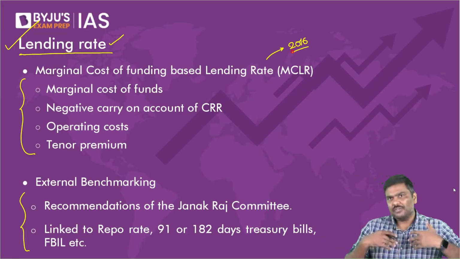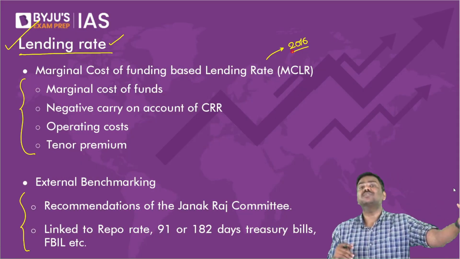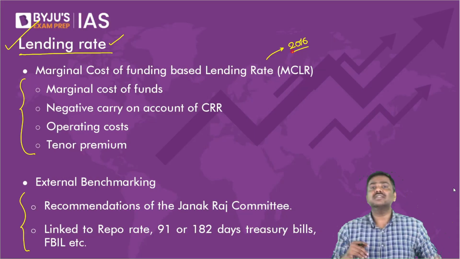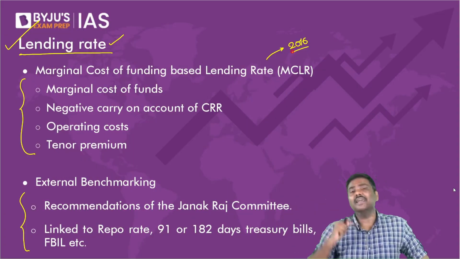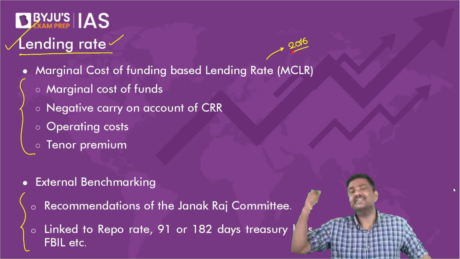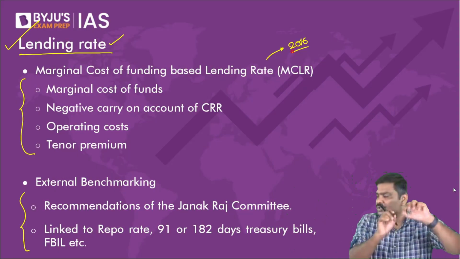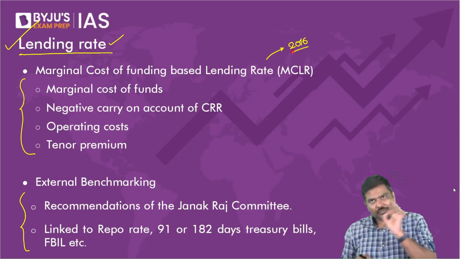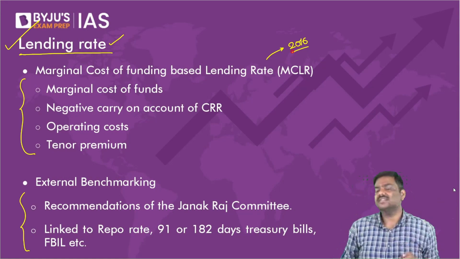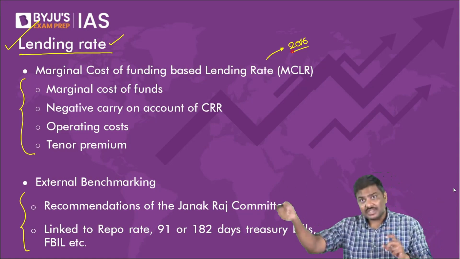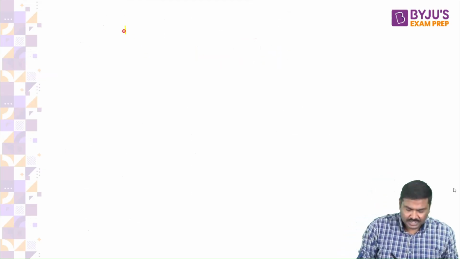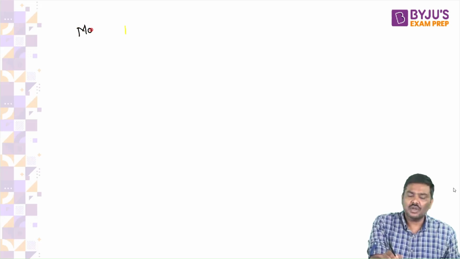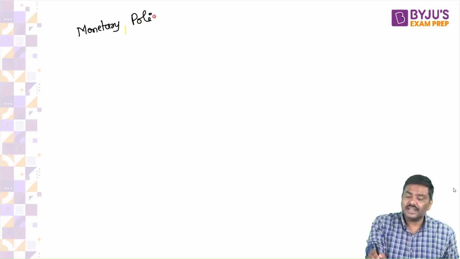Now, the argument is before MCLR, we had different types of systems, right? There was one system called the benchmark lending rate. There was a primary lending rate. There was a base rate regime, etc. There are different types of methods which were used by RBI. But what RBI felt was that in all of these earlier systems where the banks used to decide their lending rate, there was an inefficient monetary policy transmission. Understand this concept here?